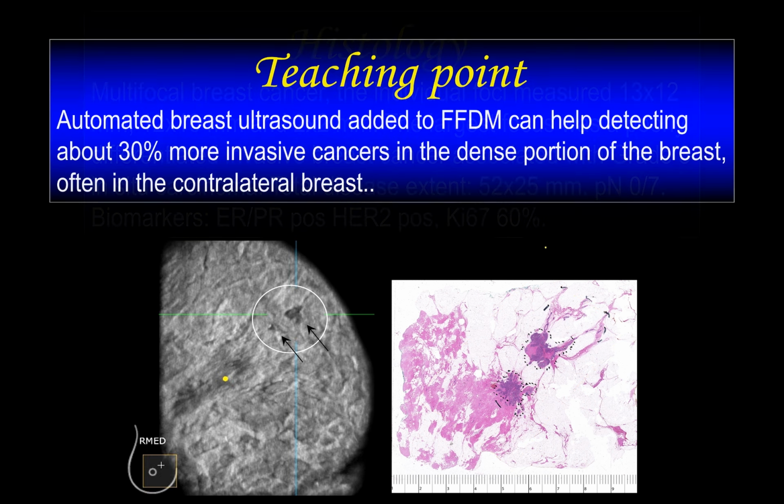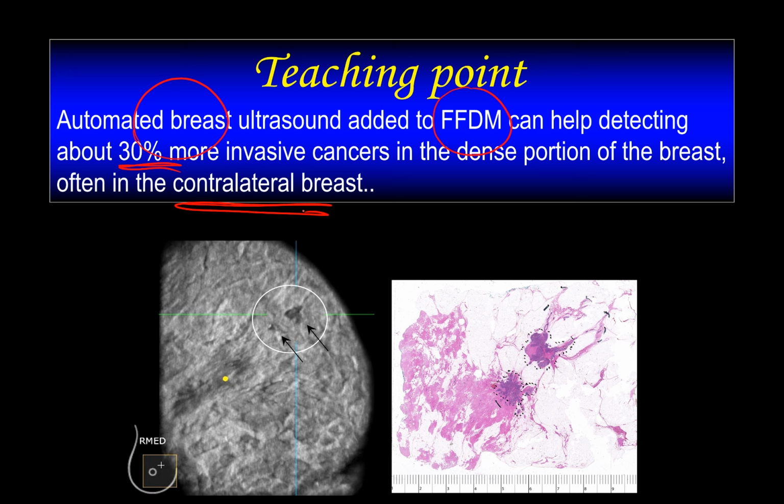So in this case, the teaching point is very similar to the teaching point in case 2, namely when we combine the full-field digital mammography with ABUS, we are going to find a large number of cancers that mammogram misses, and they can be in the ipsilateral or in the contralateral breast.